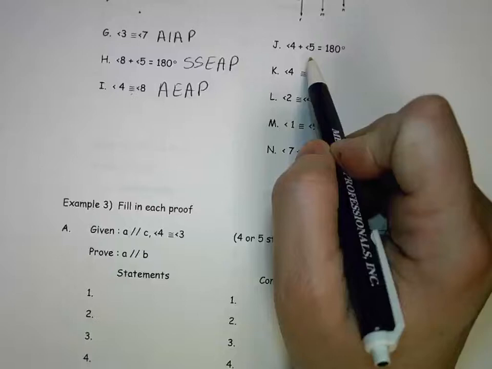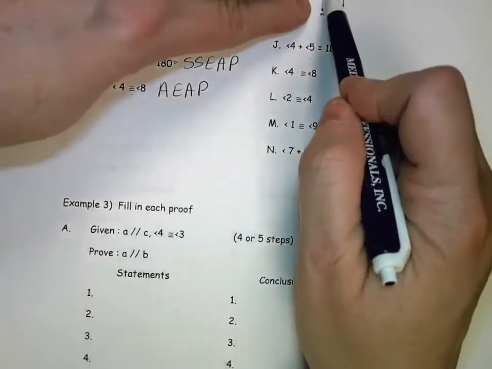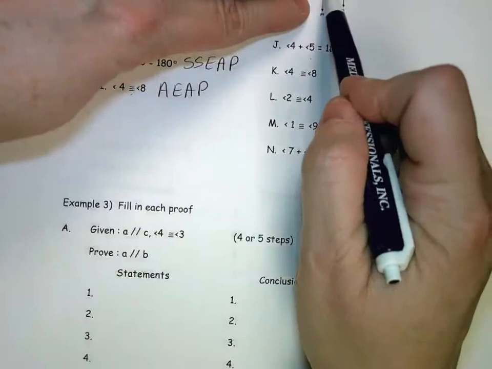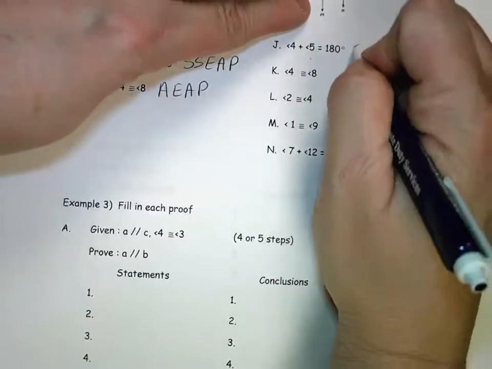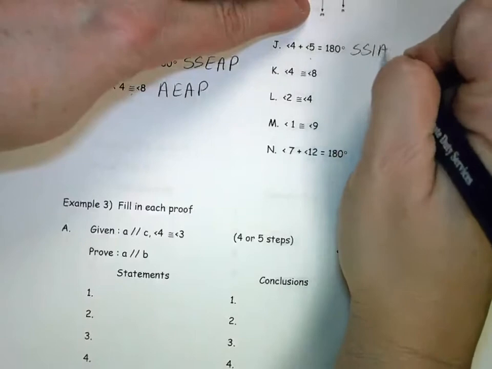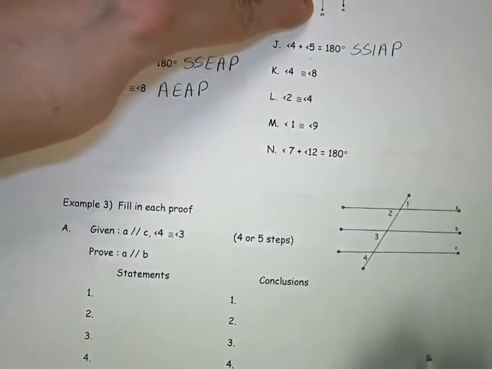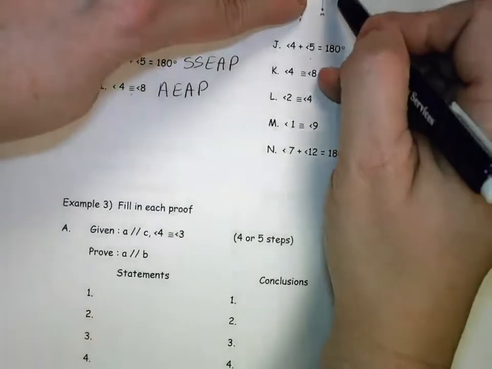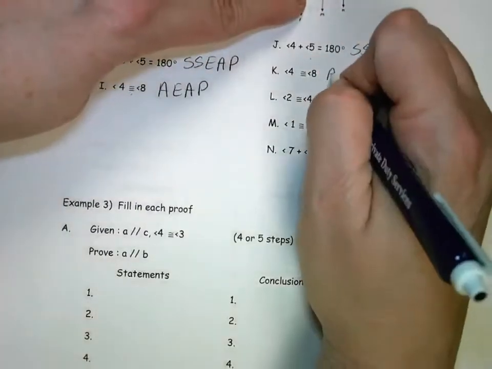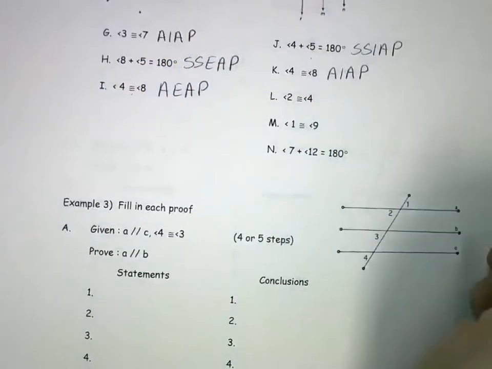Letter J, and sometimes for this it helps to cover up parts. 4 and 5, if we cover up that, those two things add to 180. Those are same side interior angles, which make the lines parallel. 4 and 8, those alternate interior angles are congruent, so the lines are parallel.